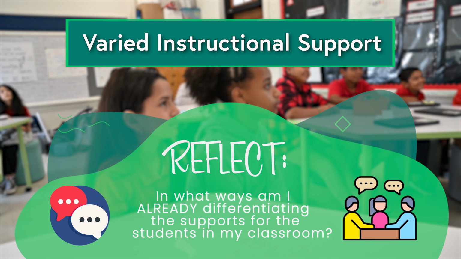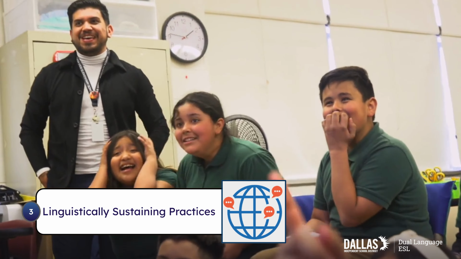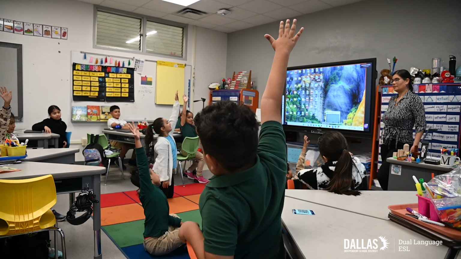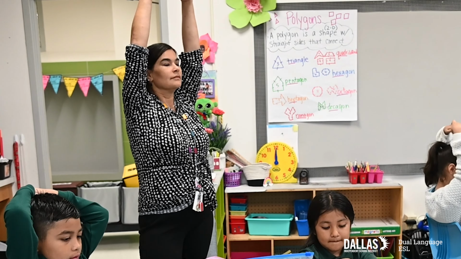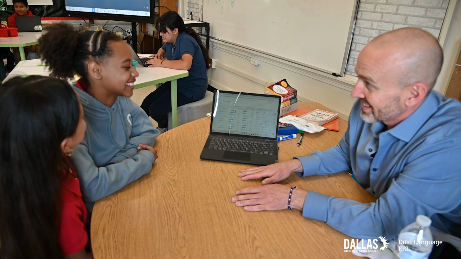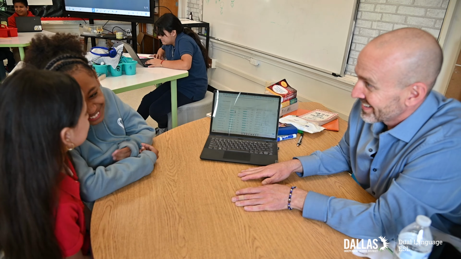Finally, let's explore linguistically sustaining practices, because learning doesn't start with content, it starts with connections. We bring this approach to life through two key drivers. Through intentional connections, we value students' interests, backgrounds, languages, and experiences. And by providing effective support, we create a sense of belonging in a safe, welcoming space, lowering the affective filter, that invisible wall that goes up when students feel anxious or afraid to make mistakes.